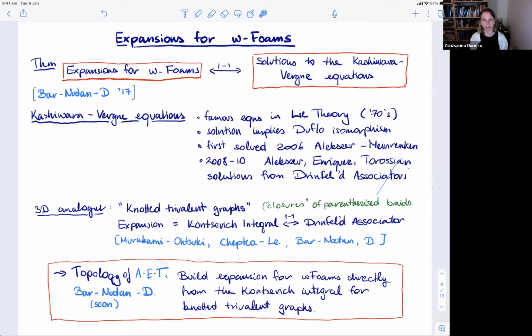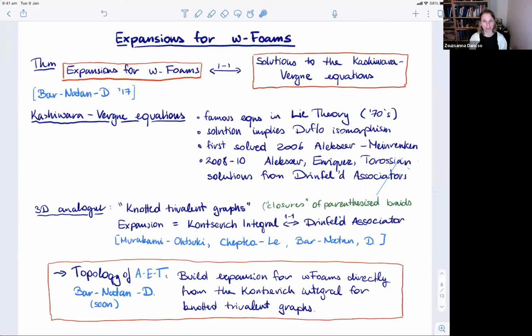The original formulation was more analytical in terms of convolutions on Lie groups. And the original motivation of Kashiwara-Vergne, as far as I know, was to prove the Duflo isomorphism. The Duflo isomorphism is a kind of structural theorem in Lie theory that says there's an isomorphism between the center of the universal enveloping algebra of a Lie algebra and the invariant part of the symmetric algebra.